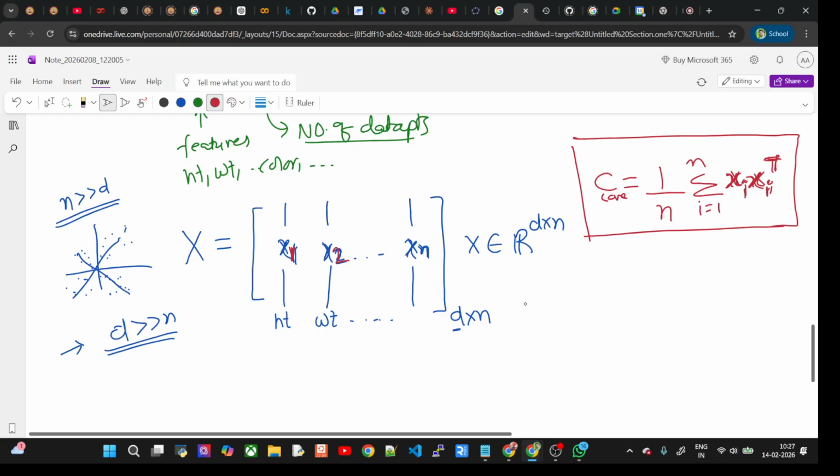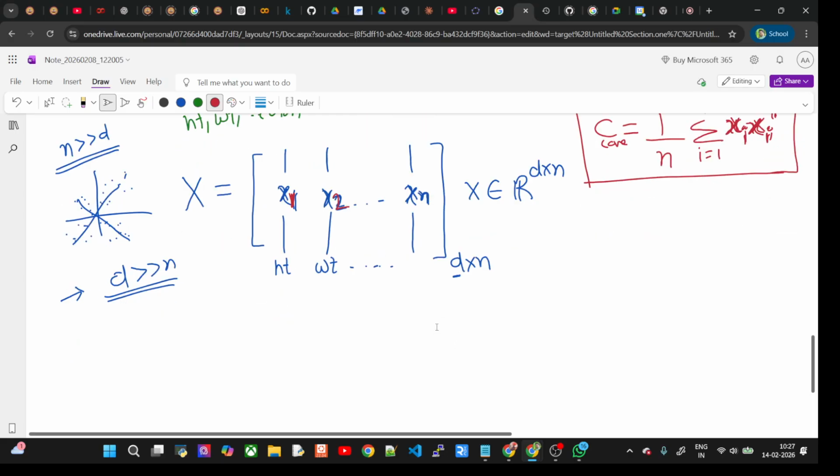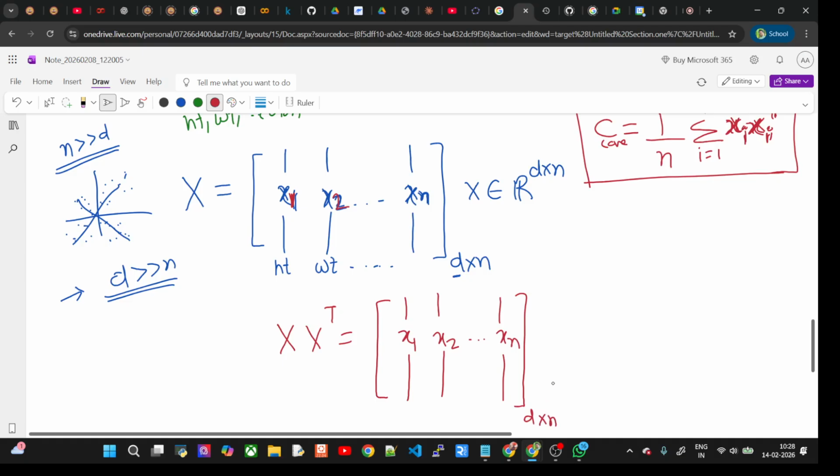And if you do something like, now here, if I do this, x into x transpose is equal to, what happens? What is x? X is nothing but these values, x1, x2, and so on till xn, which is actually d cross n, into x transpose, which is x1, x2, xn.